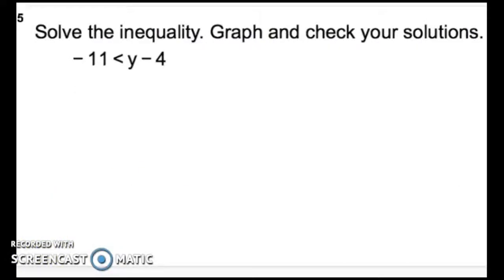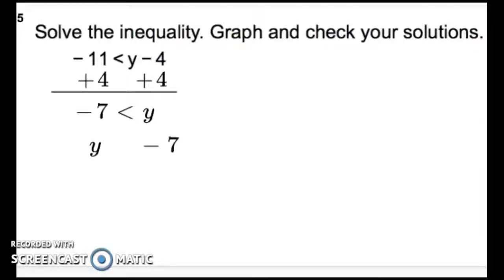Number 5, we do the same thing as number 2. We're first going to add 4 to both sides, and we get negative 7 is less than y. Now we got to write it with the y on the left so that we can graph it. So y on the left, negative 7 on the right, and when we do that, we switch the direction of the inequality so it becomes greater than.